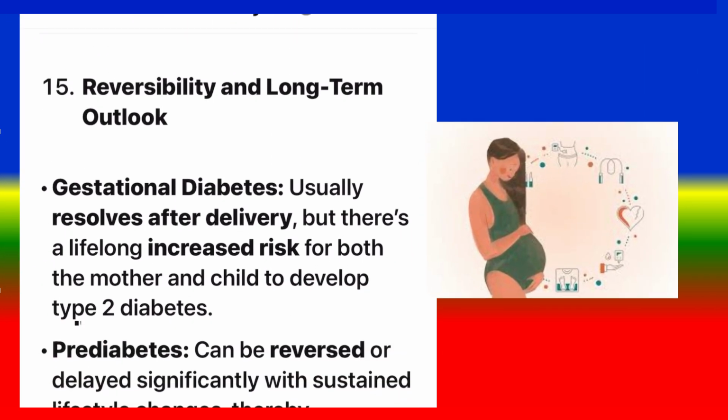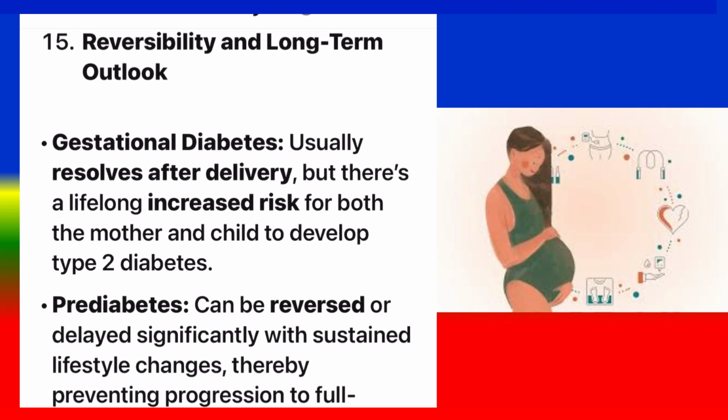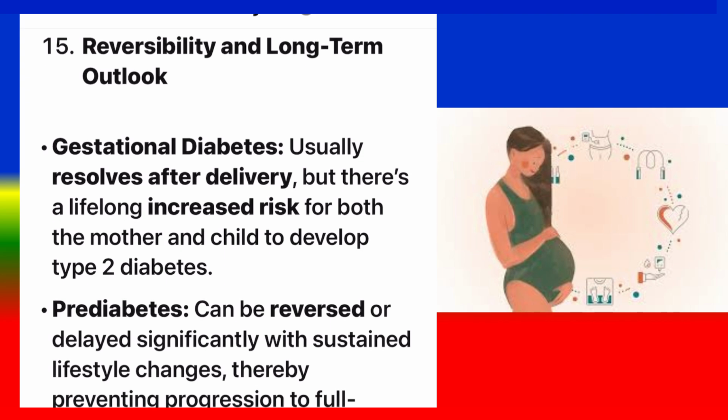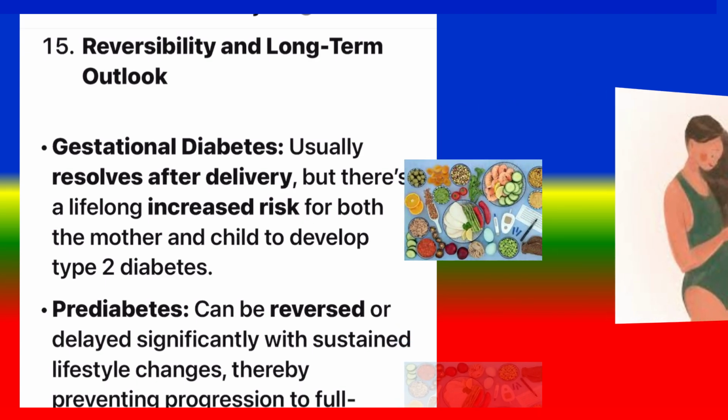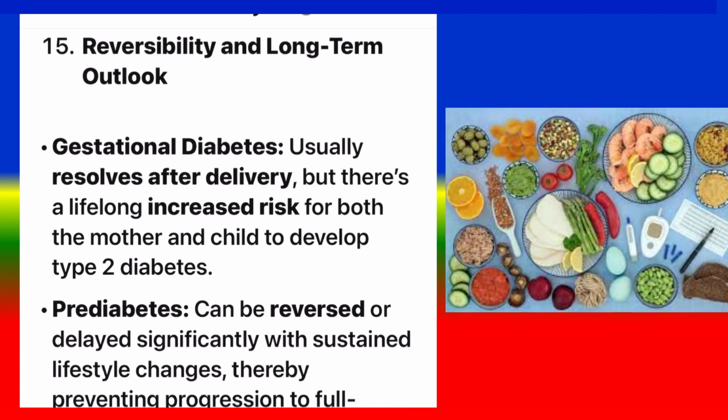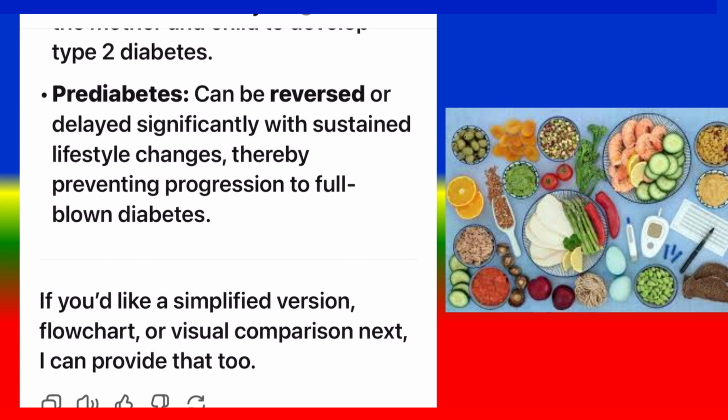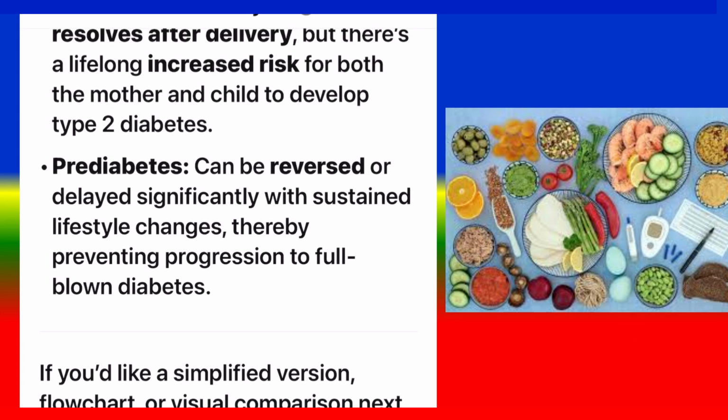15. Reversibility and long-term outlook. Gestational diabetes usually resolves after delivery, but there's a lifelong increased risk for both the mother and child to develop type 2 diabetes. Prediabetes can be reversed or delayed significantly with sustained lifestyle changes, thereby preventing progression to full-blown diabetes.